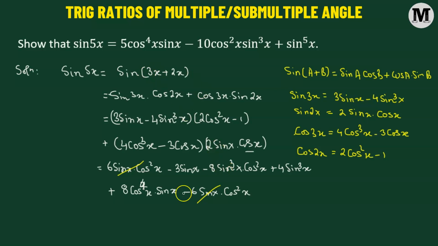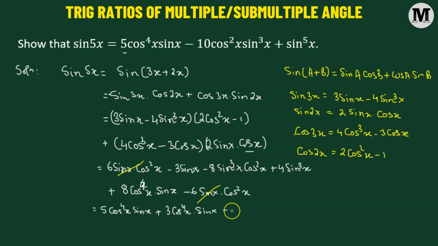Now what we have here is 8 cosine x raised to the power of 4 times sine x. However, we need only 5 cosine x raised to the power of 4 sine x, so we can split this into two parts to get 5 times cosine of x whole raised to the power of 4 times sine x. And we have 3 times cosine x raised to the power of 4 times sine x. Next, we need negative 10 cosine squared x sine cubed x. So here we have a negative 8 cosine squared x sine cubed x.